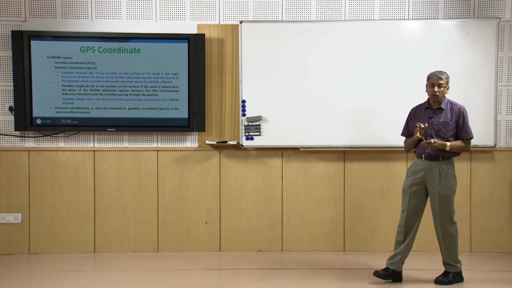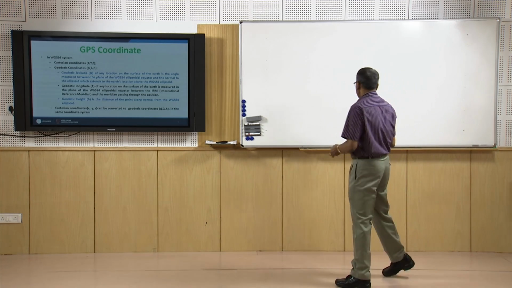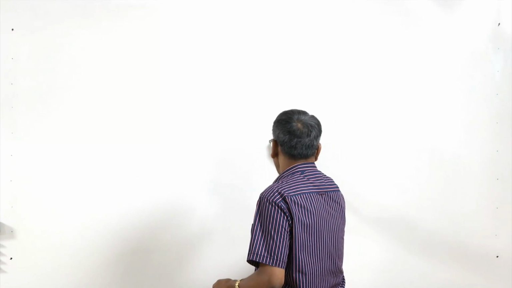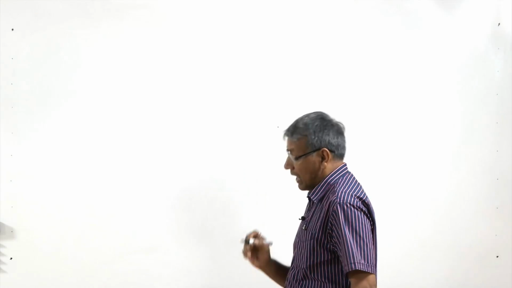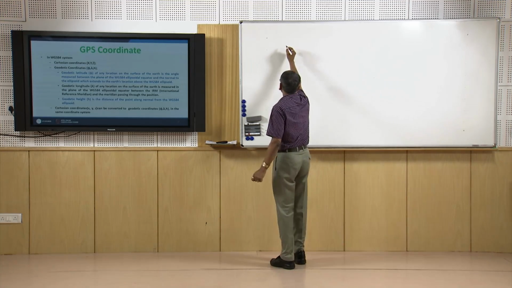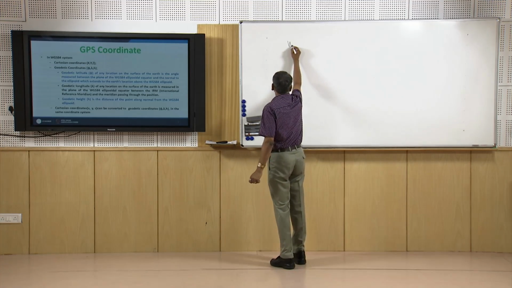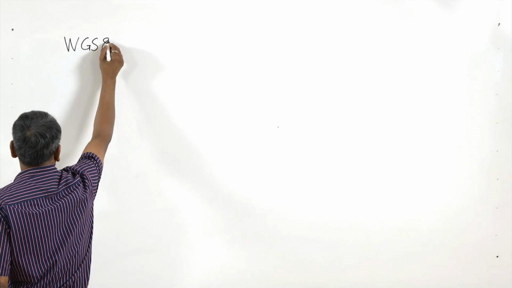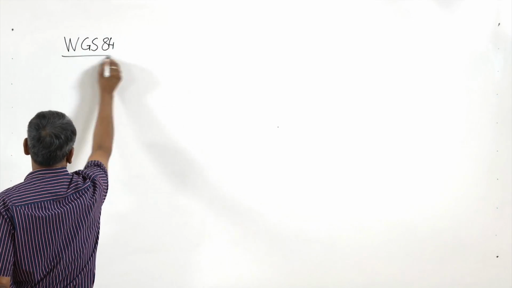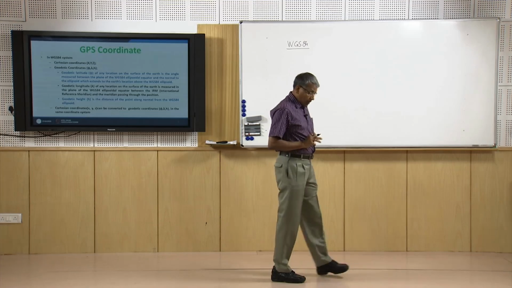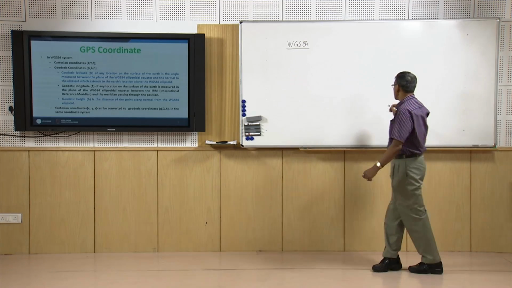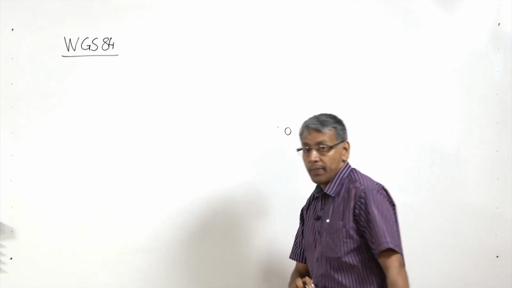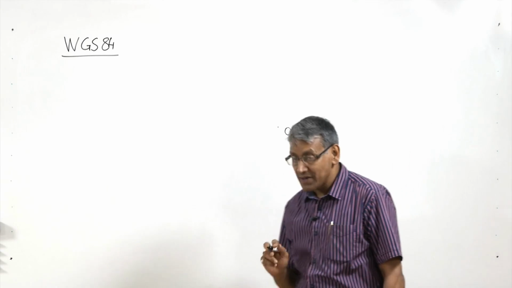Whenever we look at a coordinate system, the first thing we need to know is the origin. Actually, GPS provides us coordinates in the WGS 84 coordinate system. Now this coordinate system has the origin at the center of mass of the earth.